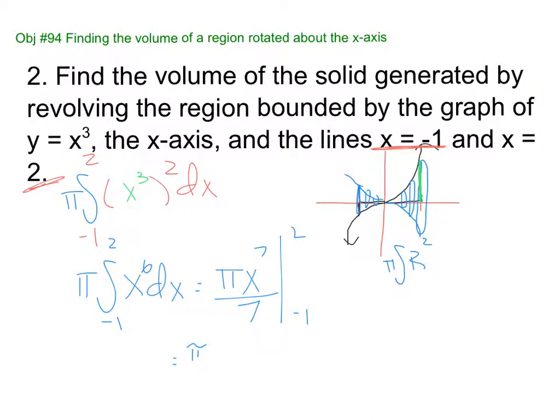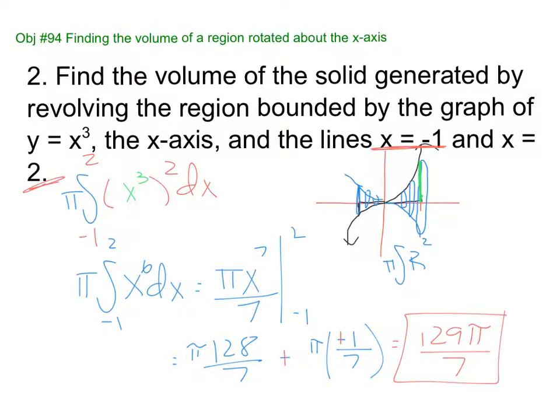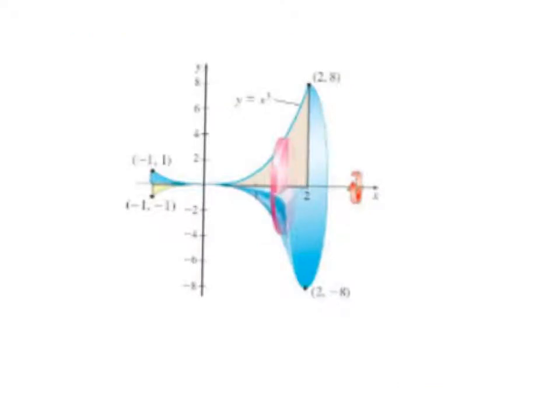X to the 7th is 128 over 7 minus -1 over 7. So we end up getting a plus here, right? Those combine, so we get 129 pi over 7, and that is our final answer. Okay, that's it. And then again, if you want to look in your textbook, I don't remember when you get the homework pages, you can see what the actual page was, but this is the idea behind the picture.